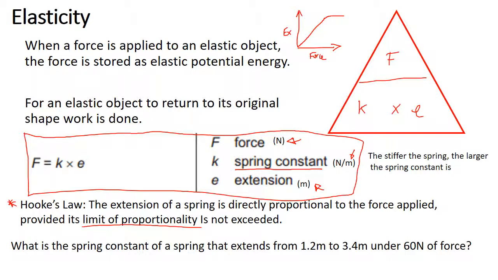Now if we try this with a question: what is the spring constant of a spring that extends from 1.2 metres to 3.4 metres under 60 newtons of force? So you're finding spring constant, you've got extension here, and you've got the force.